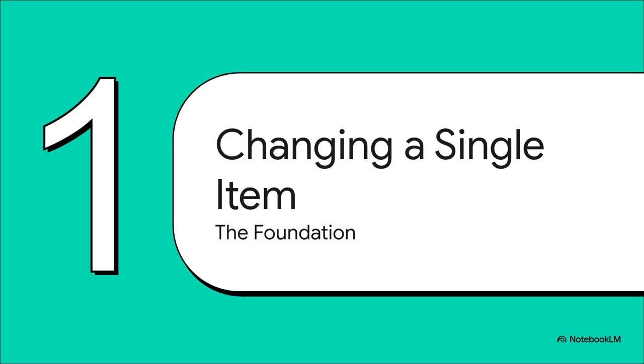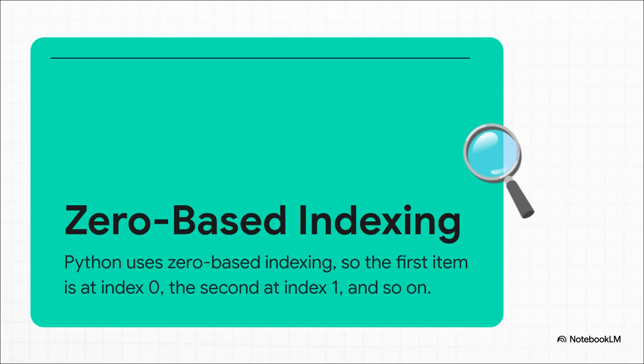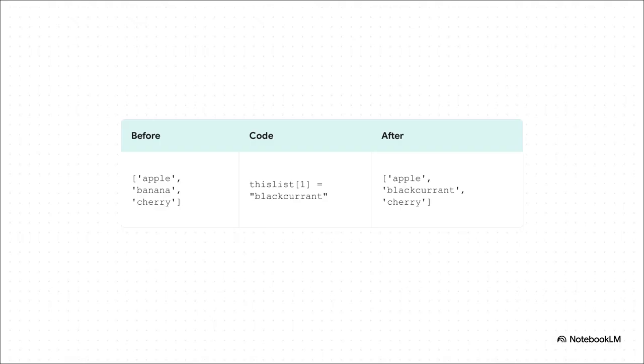But before we even write a line of code, we have to get on the same page as Python and understand one crucial concept about how it looks at lists. And that concept is zero-based indexing. Now, this is the classic thing that trips up almost everyone when they're starting out, so let's really lock this in. In Python, you always start counting from 0. Not 1, 0. The first item is at index 0, the second is at 1, you get the idea. Getting this down is absolutely key to making sure you always change the right item. Let's see it in action.